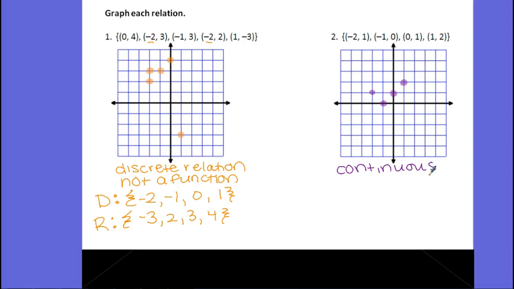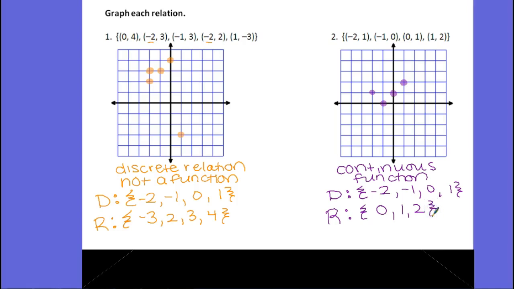Is this a function? Do any of my x values repeat? No, so it's a function. And let's talk about the domain. Well, the x's appear to be negative 2, negative 1, 0, 1. And the y values, which again, y can repeat, are 0, 1, and 2.